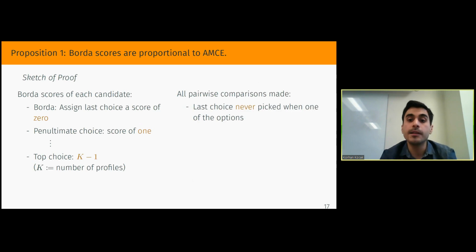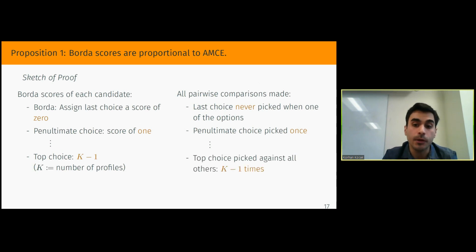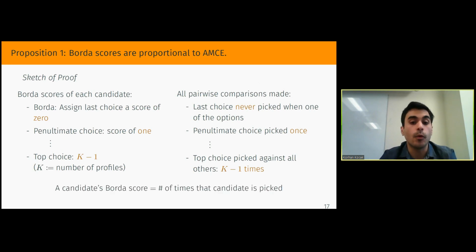Let's put that aside for a second and suppose we asked a respondent to make every pairwise comparison possible. This respondent will never pick the last choice, because that's what being a last choice is. It will lose every pairwise comparison it's in, so it will be picked a grand total of 0 times. The second to last choice will win one pairwise comparison against the very last one and lose all the others, so it will be picked once. And we can continue this way until we get to the top choice, which will be picked against all the others. Since there are k minus 1 other profiles, it will be picked a total of k minus 1 times when all pairwise comparisons are made. Now notice that the left side of this frame looks very similar to the right side, which is the first observation: a candidate's Borda score is equal to the number of times that candidate is picked when every pairwise comparison is made.